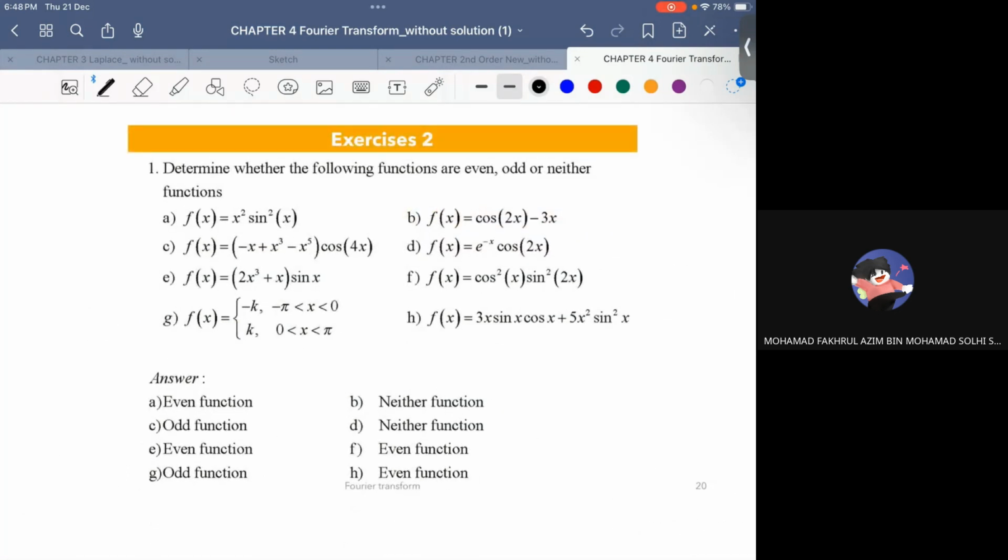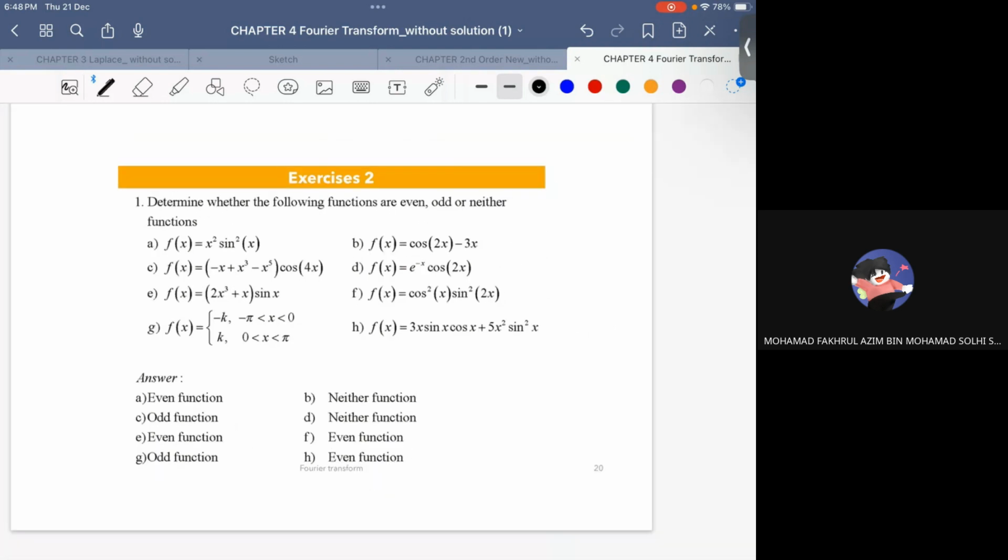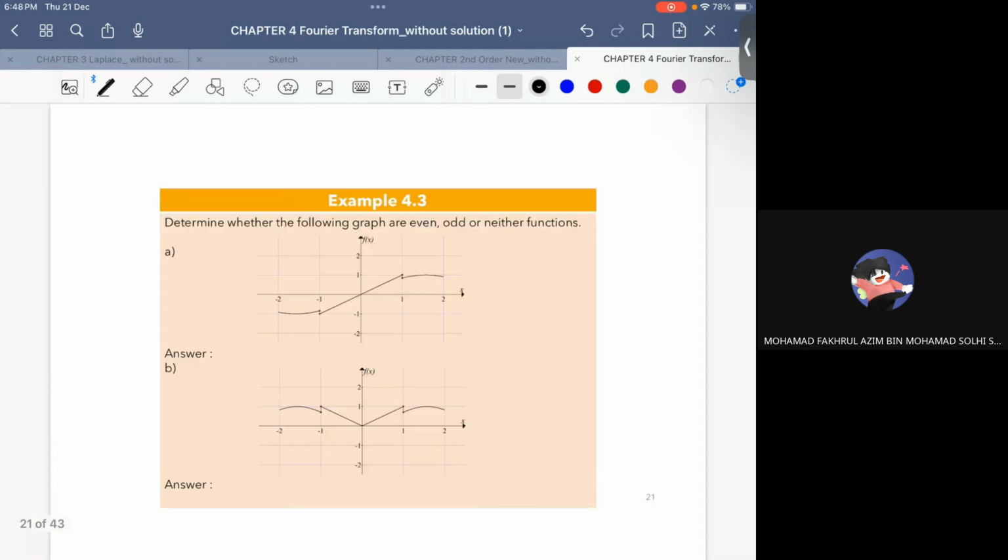Alright, so I hope when you are at the hostel you can try exercise number 2, and then for the next class we will continue the lesson with example 4.3, to determine the function by using the graph, whether it is even, odd, or neither function. Do you have any questions? If you have any question, you may ask me in the WhatsApp group. So if not, then we can dismiss the class.